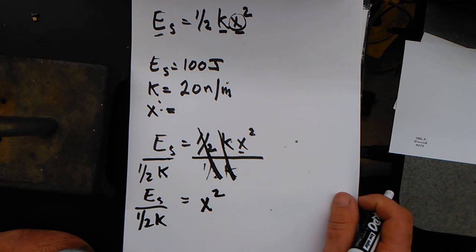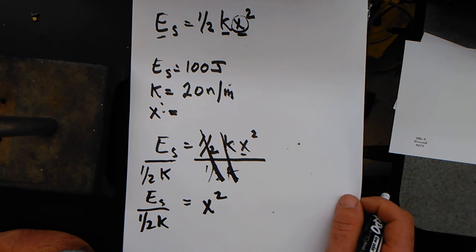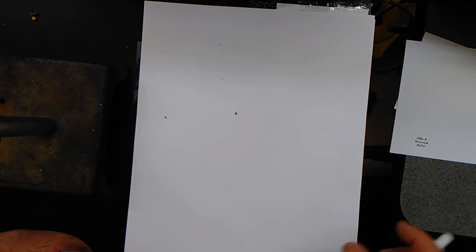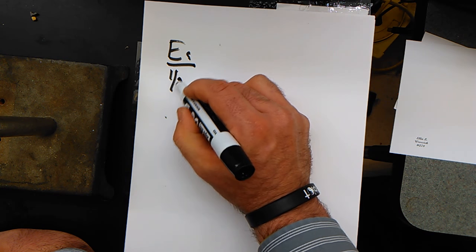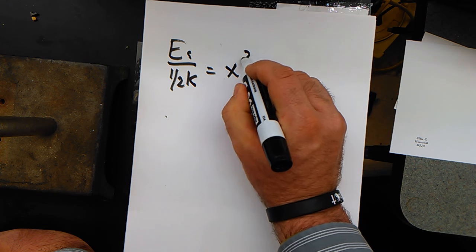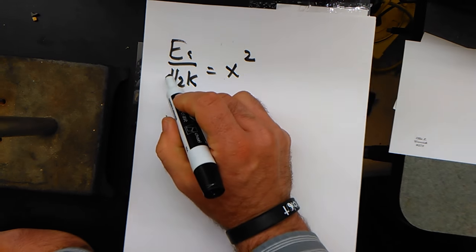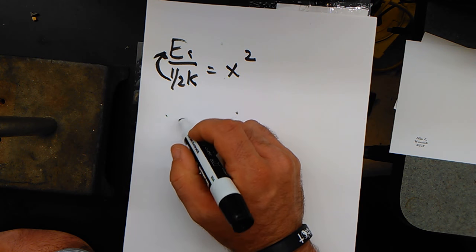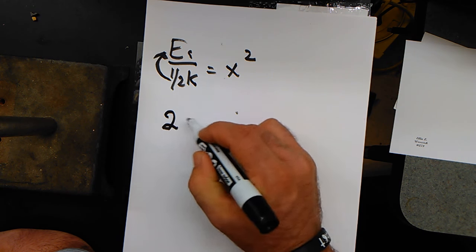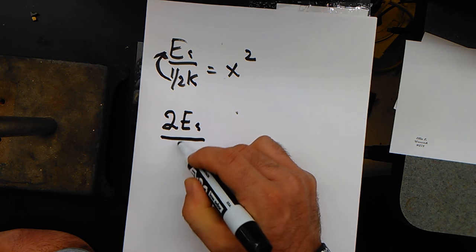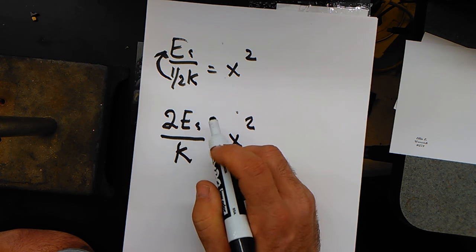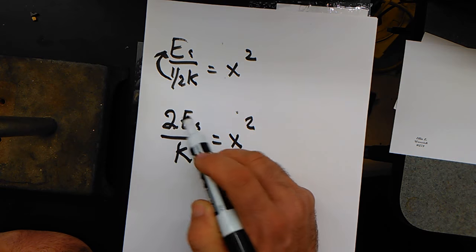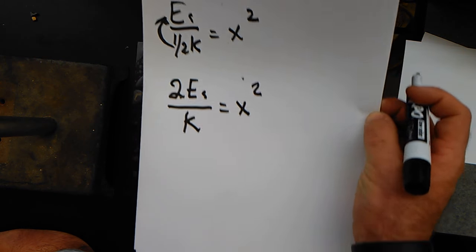Now I don't have to solve for x squared. I have to solve for x. So let's clean it up a little bit. Energy of the spring over half k equals x squared. Now I'm going to say that this half can also be written as this: 2 times the energy of the spring over k equals x squared. All I did was, if I divide by half, it's the same as multiplying by 2. So I just cleaned it up a little bit.